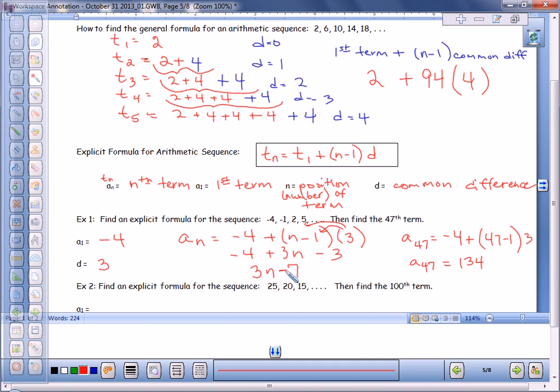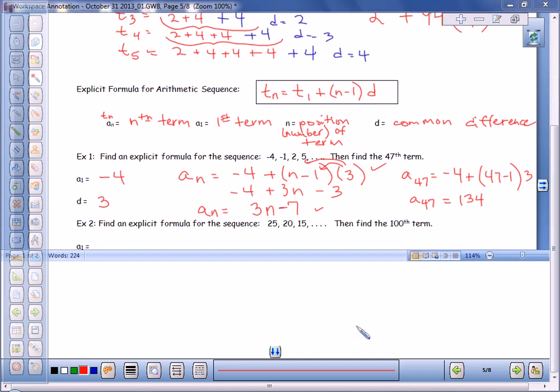Does that work too? Yeah. If I plug in 1, do I get out negative 4? Yes. If I plug in 2, do I get out negative 1? Yes. So they may have it written like this, or they may have it written like that. They mean the same thing. But I would always start with this one. Start here, and if you have to, simplify it. If you don't, don't. All right, you try example 2.